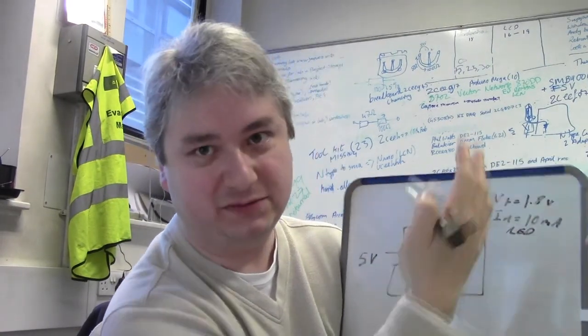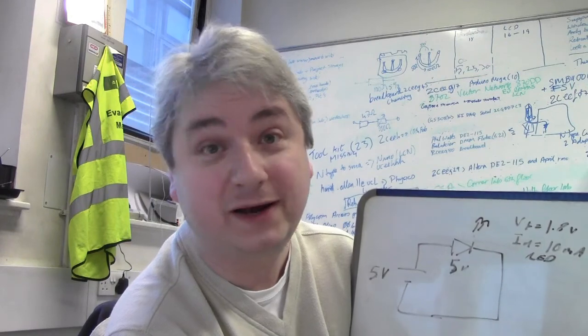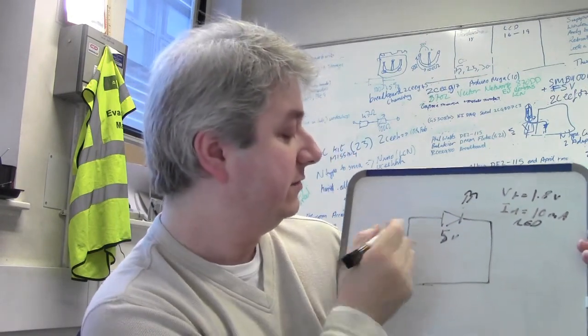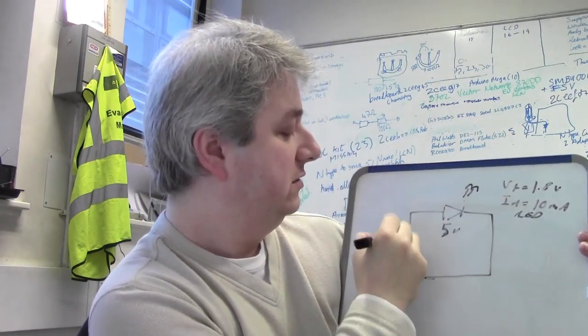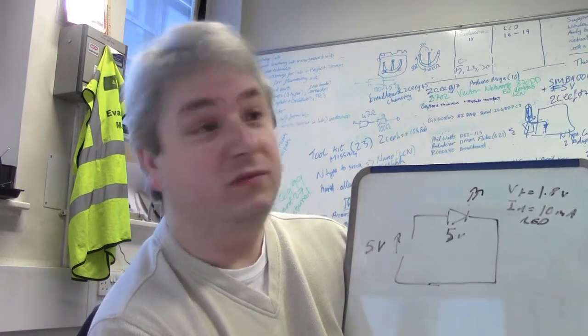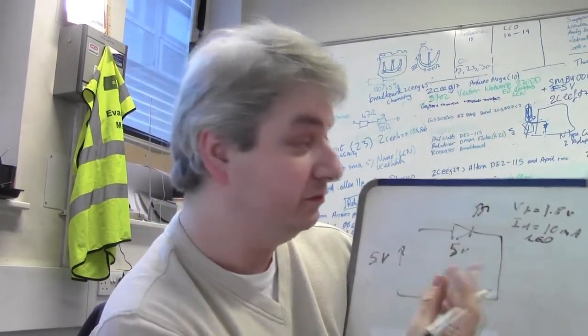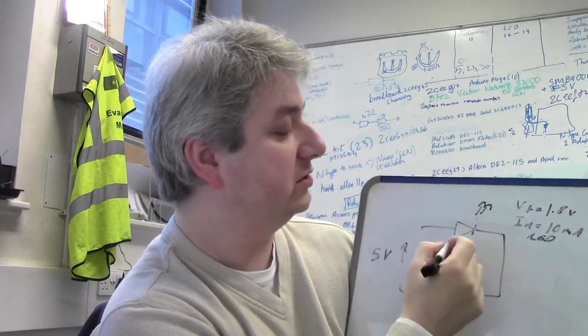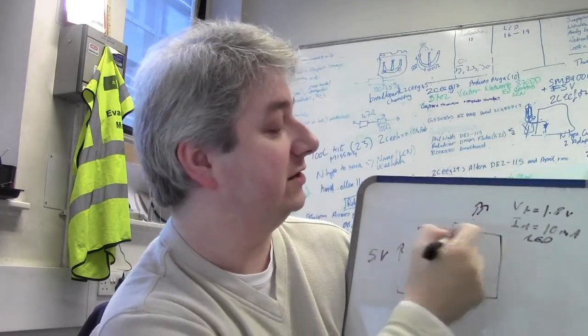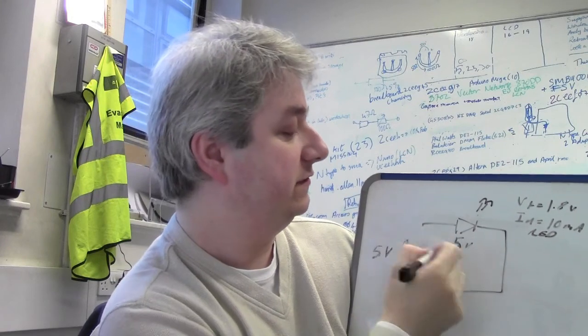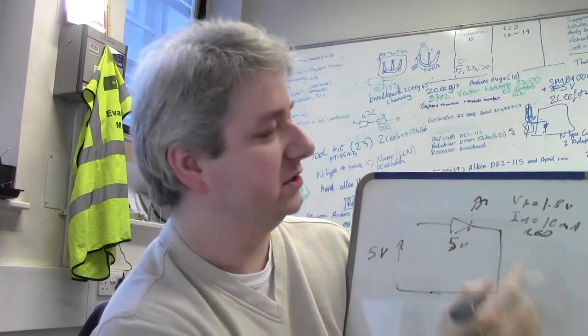Okay, something that you're probably familiar with: a red LED. It's coming from a 5 volt out from your microcontroller, something like your Arduino, for example. Well, if you connect your LED directly to this 5 volts, you're going to drop 5 volts across it.